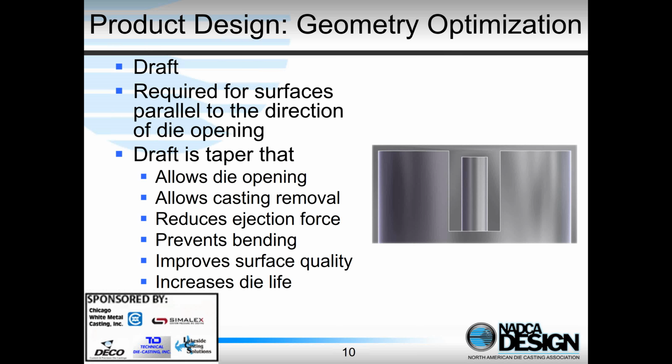So draft is going to improve the surface quality of the casting. It's going to also improve die life. The die is a very expensive thing. We want it to last as long as possible. And so with draft, we're not going to be so aggressive when we're opening it, when we're ejecting the casting, and so the die is going to last longer.